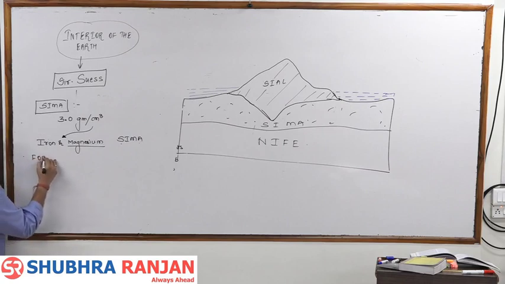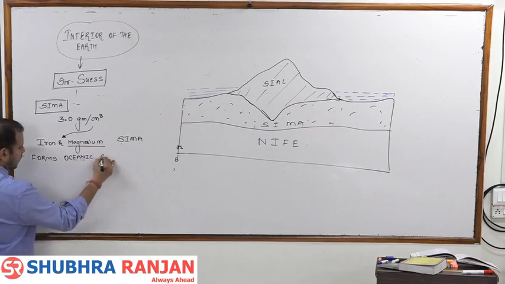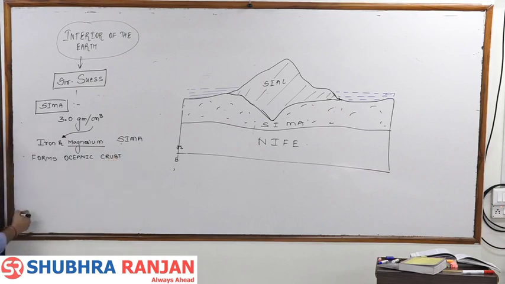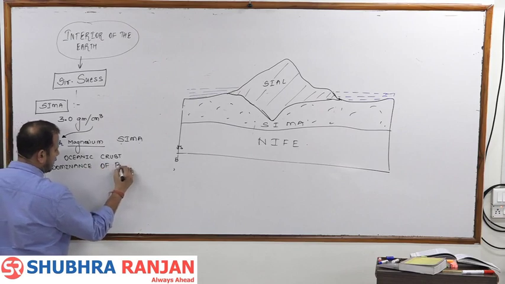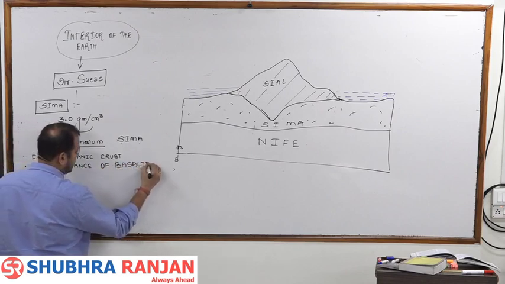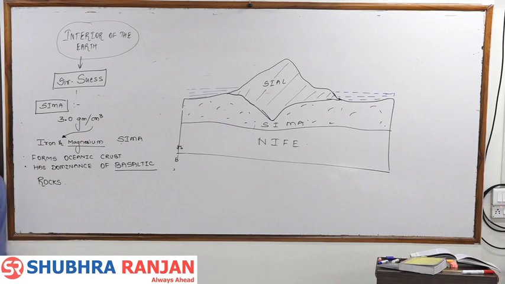It forms oceanic crust. And obviously mantle also forms oceanic crust and has dominance of basaltic rocks. So there are two rocks, granite and basalt. Granitic, the rocks which are similar to granite. Basaltic, the rocks which are similar to basalt.